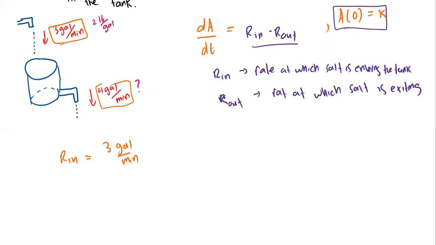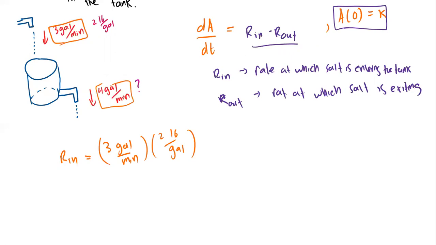We also know that there's a concentration of salt of 2 pounds per gallon. So I have brine solution coming in at 3 gallons per minute. We multiply by the concentration of salt in that brine solution. That would be the rate in.